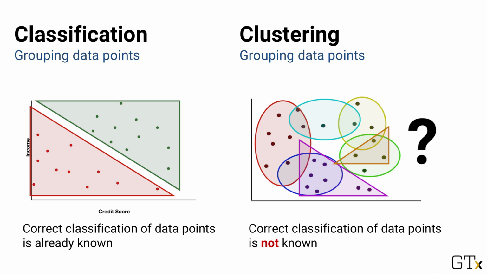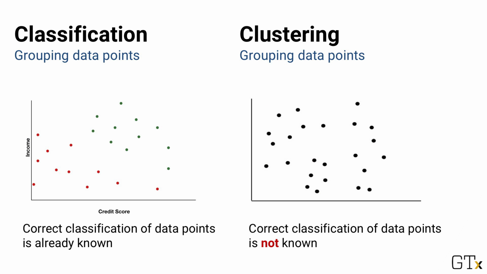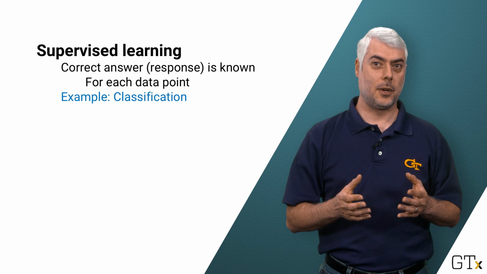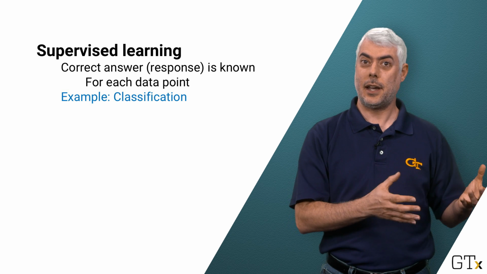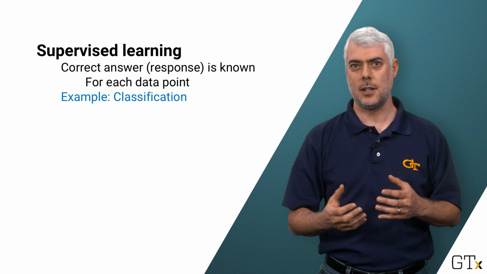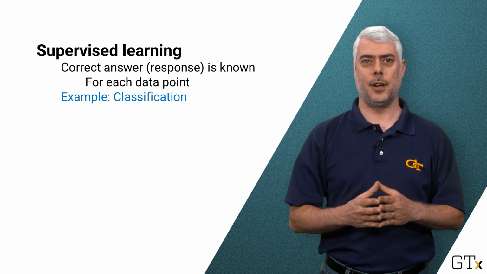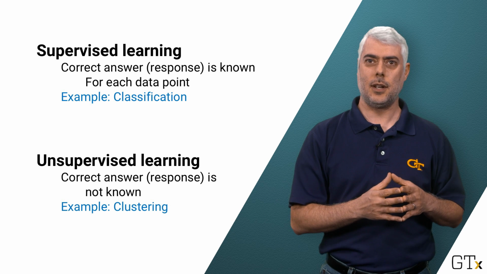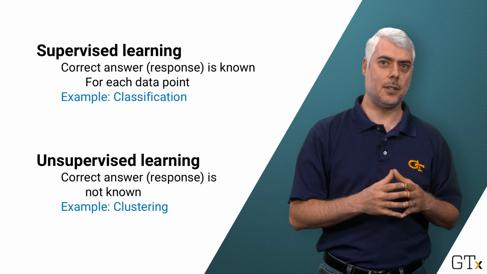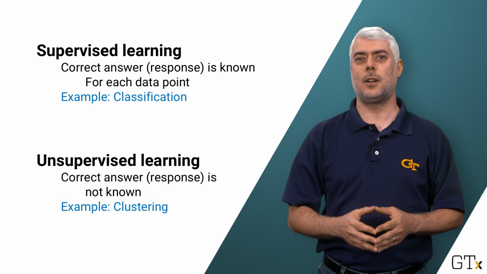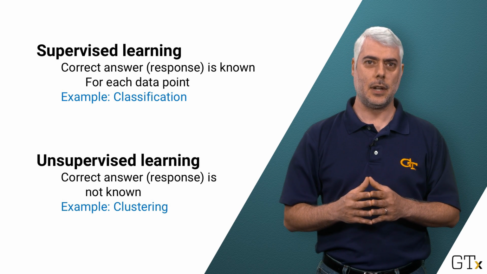That's a key difference. Key enough that, as usual, there's some analytics jargon to describe it. When we've observed the right answer for each data point, and we're using that information in addition to attributes to figure out how to deal with new data points, like in classification, that's called supervised learning. And when we haven't observed the response for each data point, and we're only using attribute information to figure out how to deal with those data points, like in clustering, that's called unsupervised learning.